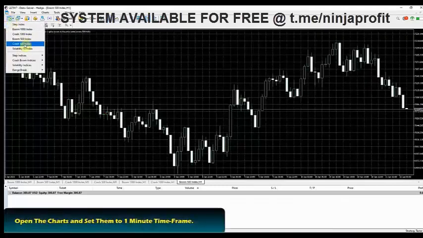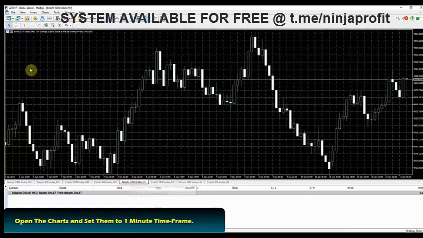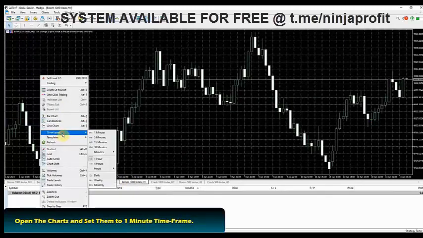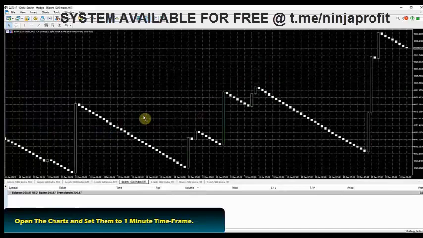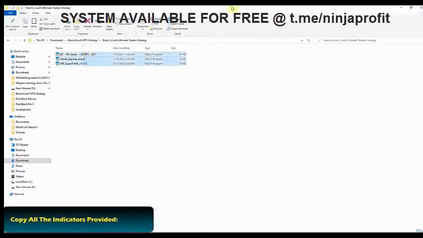First step is to open all the 4 boom crash index markets, then set the charts to 1 minute time frame. Copy the necessary indicators provided.